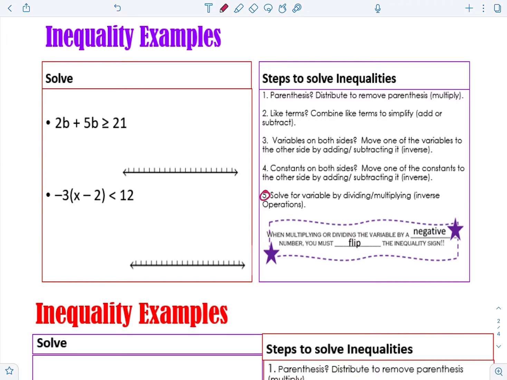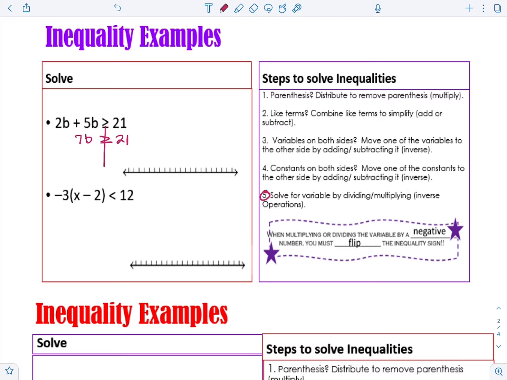All right. And let's look at an example. Let's say, for instance, we have 2b plus 5b is greater than or equal to 21. We're going to solve it just as we would an equation. So we have to ask ourselves, does this have a parenthesis? The answer is no. Does it have like terms? If so, combine those like terms. Well, we see 2b plus 5b. So we combine those to get 7b is greater than or equal to 21.